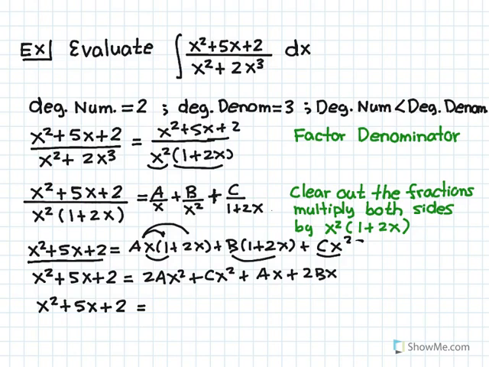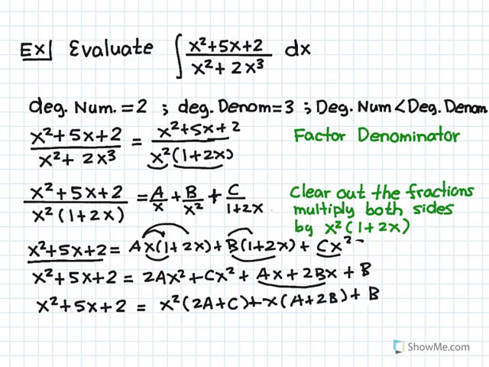And the only constant term is b times 1, that's just b. Now let's put all the powers together. Let's factorize x squared and factorize x. So we get x squared times (2a plus c), plus, factoring x out from these terms, we get x times (a plus 2b), plus b. So you can see what our next step will be.